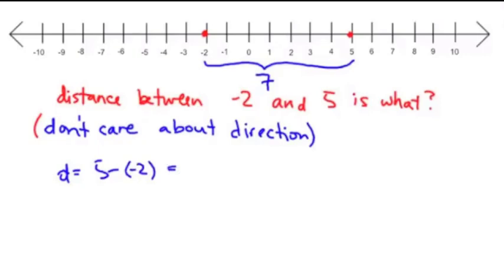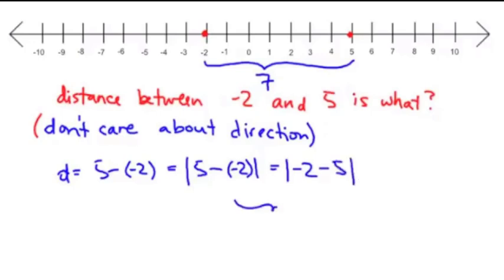Or I can say this. It's the absolute value of 5 minus -2, which is also the same as the absolute value of -2 minus 5. And this is a nice one here, these two equivalent statements, because with the absolute value, all we're saying is that the order doesn't matter which one we plug in first. We just take the difference between the two numbers. We don't care about direction. The absolute value forces it to be positive. And in fact, absolute value really is distance.